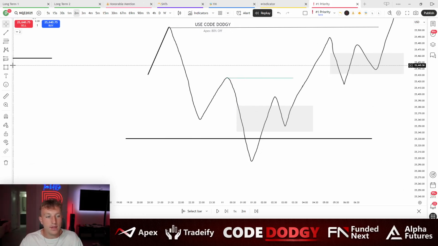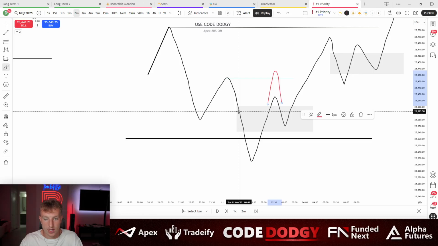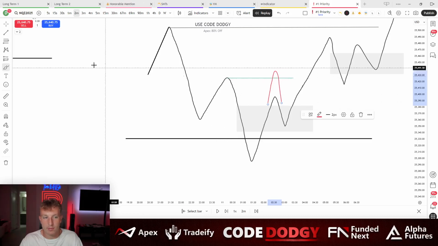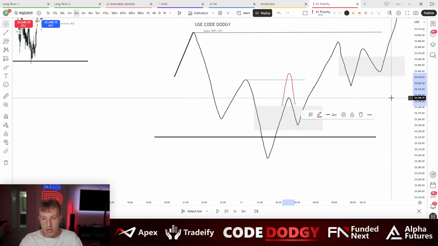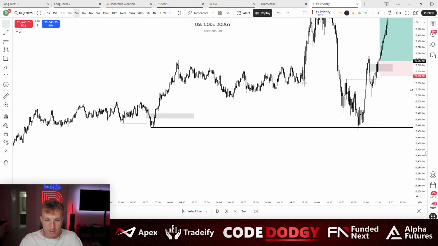If we hit this point at the same time as the IFG forms, I will likely not take the trade, because this to me is my break even point. Okay. So what do I mean by that? Well, let me see if I can find an example.